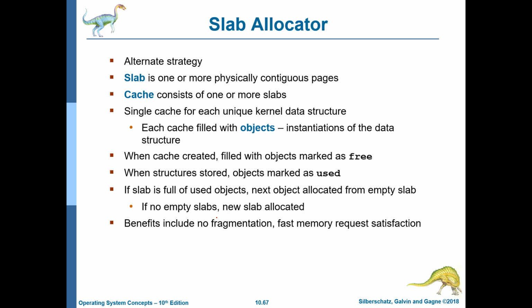The slab allocation mechanism is an alternate strategy. It's a different strategy. A slab is defined as one or more physically contiguous pages, and we can have a slab cache, or it's just called a cache, where a cache will contain one or more slabs. So basically, a cache is a collection of slabs.